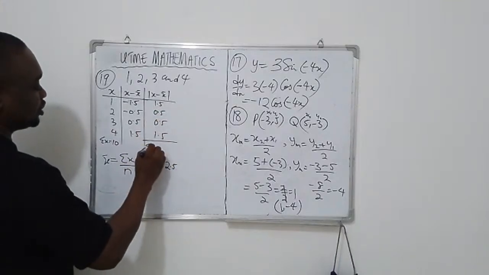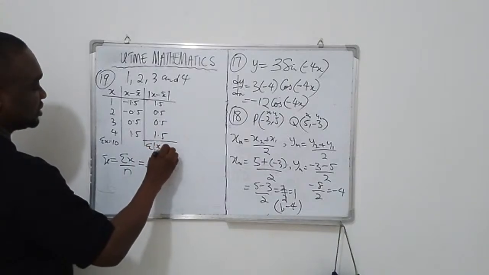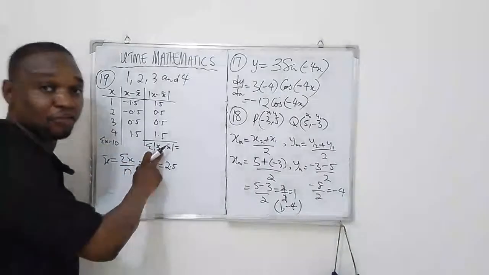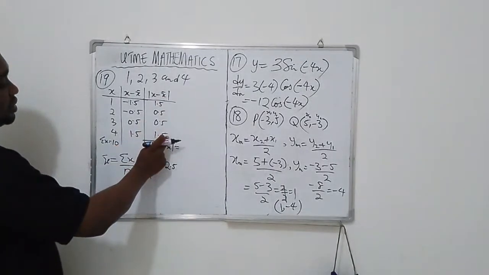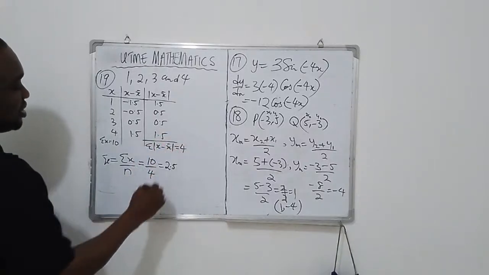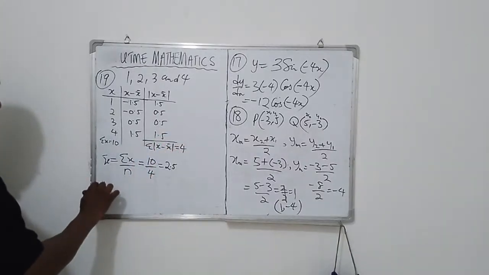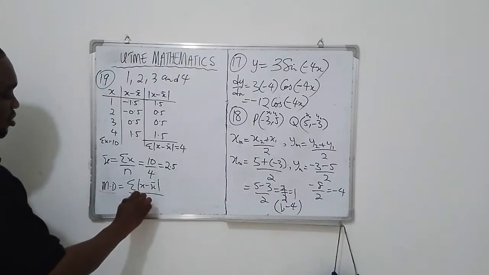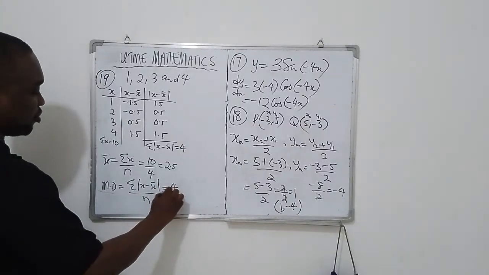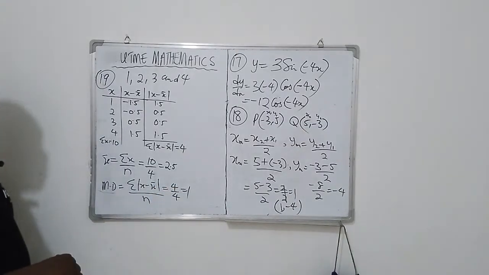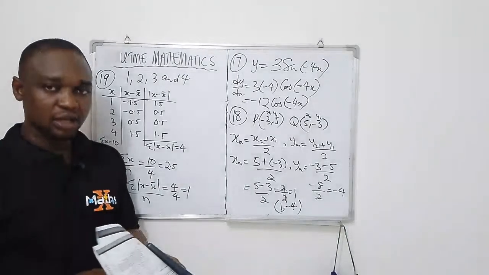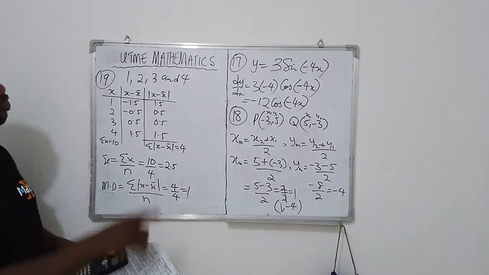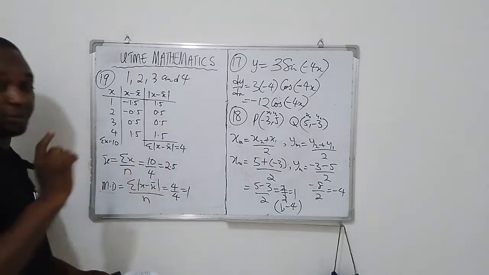So clearly, summation of the modulus of the deviation will be 3 and this is 4. So we have here a 4. So mean deviation MD will be summation of the modulus of x minus the mean over n. So this will be 4 over 4, which is 1. That is your mean deviation. So the mean deviation of 1, 2, 3, and 4 is 1.